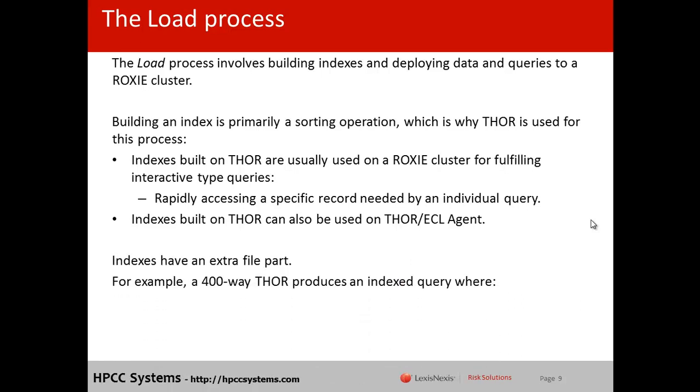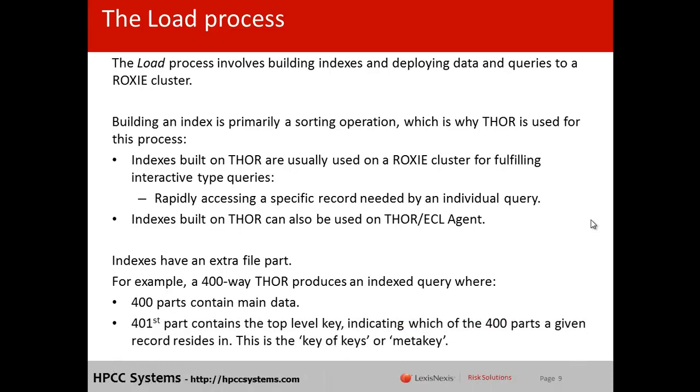Indexes also have an extra file part. For example, in a 400-way THOR, producing an index query where 400 parts contain the main data, and the 401st part contains the top-level key in the index, indicating which of the 400 parts a given record resides in. This is called the key of keys, or the meta key.